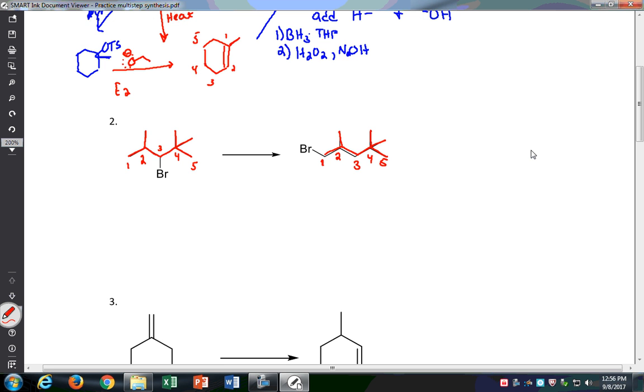And what we see is that nothing changed with this carbon skeleton other than our bromine was in carbon 2 and now it's on carbon 1. But carbon 4 still has these two substituents. Carbon 2 still has the one substituent. So we don't see any big change there. Later on we will see changes to the carbon skeleton. So it's good to get used to seeing it now while we won't have any.